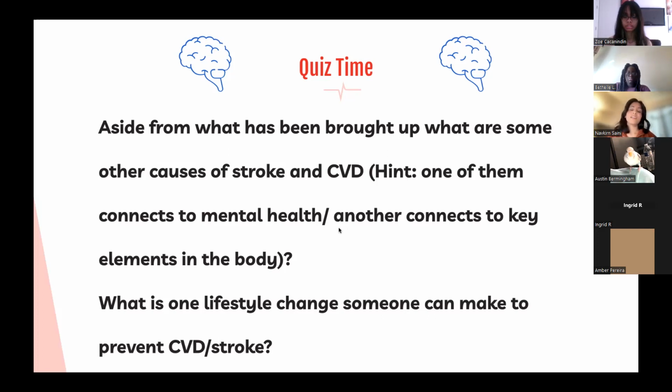And another one is making sure your electrolyte balance is on point. I feel like this isn't really talked about enough, but if you don't have the proper amount of sodium, potassium, and chloride in your body, this can affect your heart as well. And this can lead to stroke. Okay, and then the next question was, what is one lifestyle change someone can make to prevent CVD and stroke? This can be exercise, managing stress, and having a good diet.